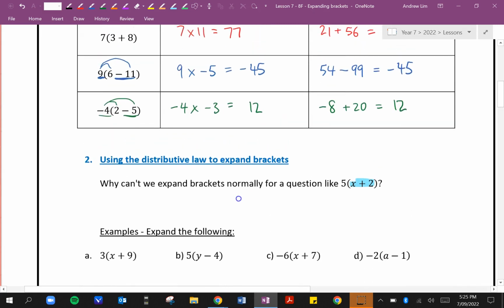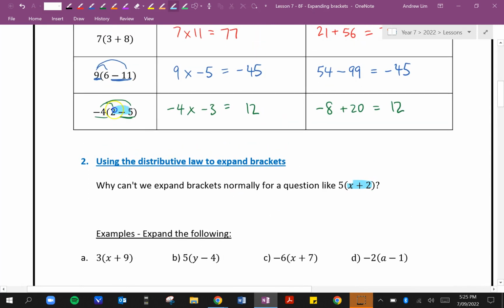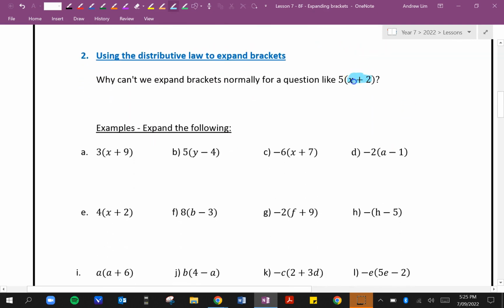Whereas in each of these ones here, we could work out what's in the brackets. We can work out what 2 minus 5 is. We can work out what 6 minus 11 is, or 3 plus 8. But here, we can't work out what x plus 2 is, so we have to use the distributive law. So, if we were to distribute it using the distributive law, 5 times x is 5x, 5 times 2 is 10. And because it's positive 5 times positive 2, it gives us a positive 10. So we write plus 10.